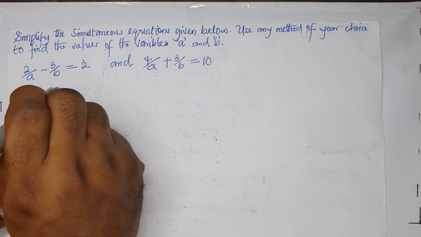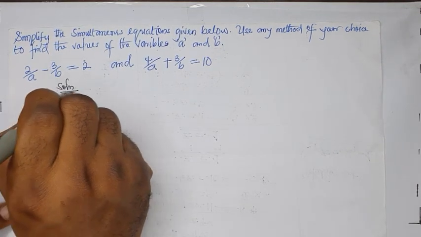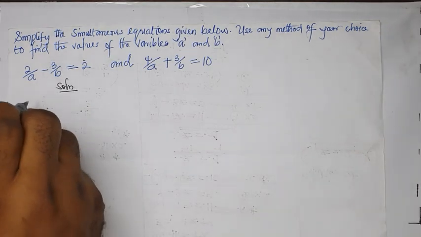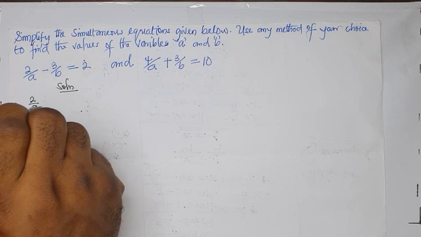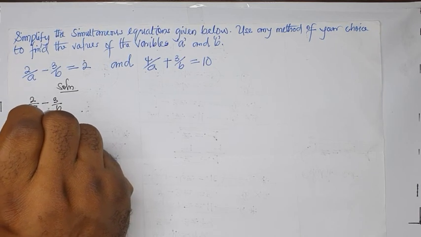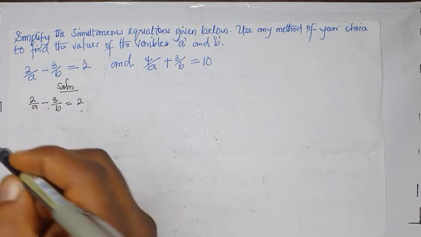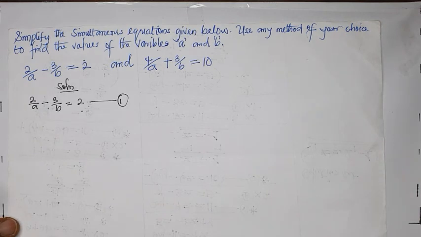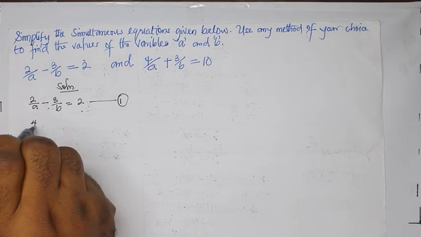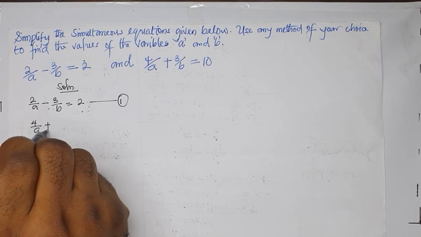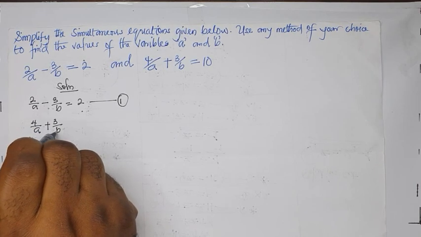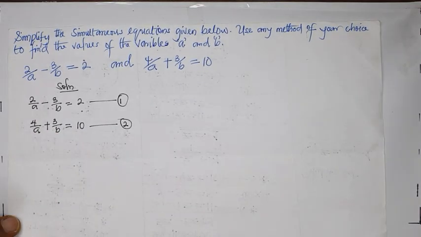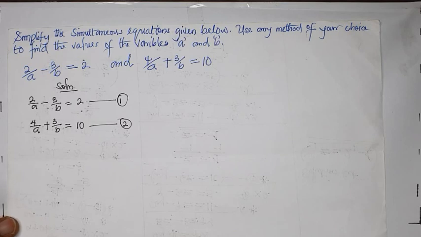The first stage, as usual, is to write the equations, one being upon the other and the other one being under. Okay, so I'm going to rewrite it as 2 all over a minus 3 all over b is equal to 2. You can write this 2 as 2 all over 1. That's not a problem. This is my first equation. I call it equation 1. The second one is 4 all over a plus 3 all over b is equal to 10. This is my second equation, so I'll call it equation 2. Now, the equations are very properly arranged.